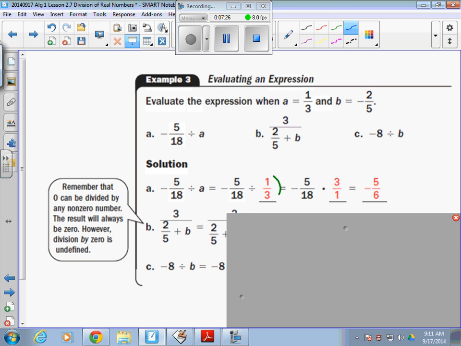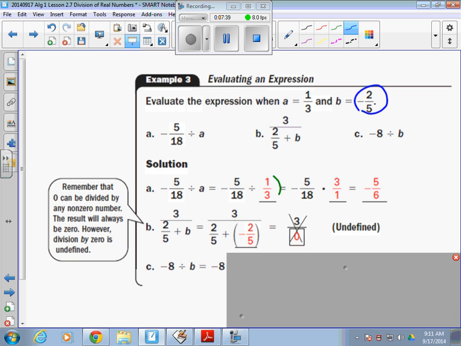Okay, for example B, example 3, letter B, it says 3 divided by 2 over 5 plus B. So it says plus, we're putting in B's value, negative 2 over 5. So when you put in 2/5 plus negative 2 over 5, notice when you substitute it in, you get 0 at the bottom. So you get 3 over 0, which makes it undefined.